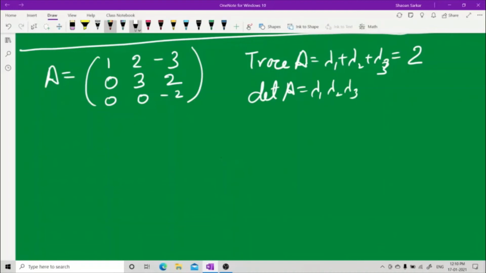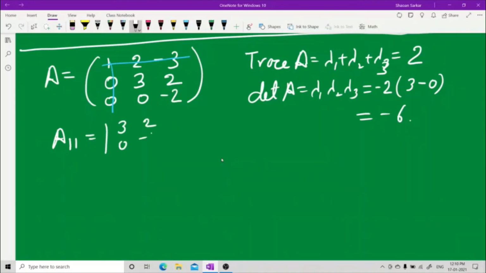Very simple it is. Just hide this row and this column, and you will get minus 2 into 3 minus 0, and this is nothing but minus 6. Now A11, let me remove these lines. Wait a minute. This was 2. Now let me hide this and hide this. This is A11, and then this is 3, 2, 0, minus 2. So you will get minus 6.